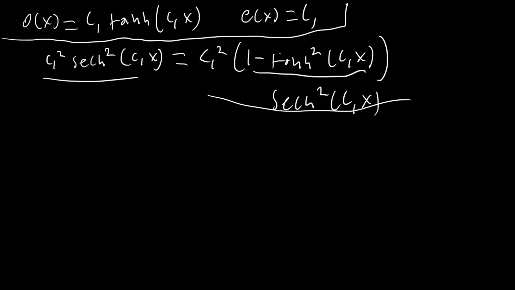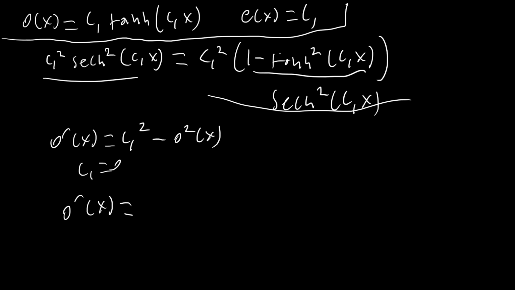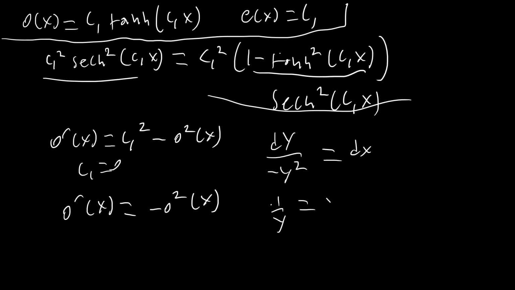However, there is another case we have to take into account. Remember that we had O prime of x equals c1 squared minus O squared of x. However, if c1 equals 0, then we have O prime of x equals negative O squared of x, which is a little bit different from what we had before. So if we go ahead and solve this, setting O of x equal to y, we're going to get dy over negative y squared equals dx. We're going to get 1 over y is equal to x plus c2, right? Just integrating. And we're going to get that O of x equals 1 over x plus c2.